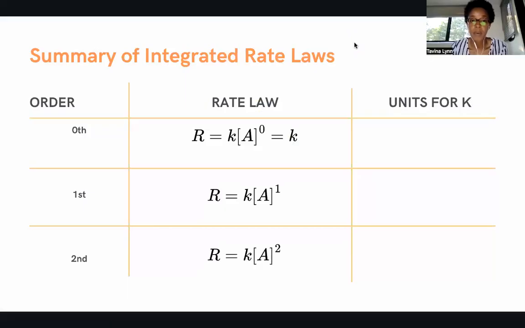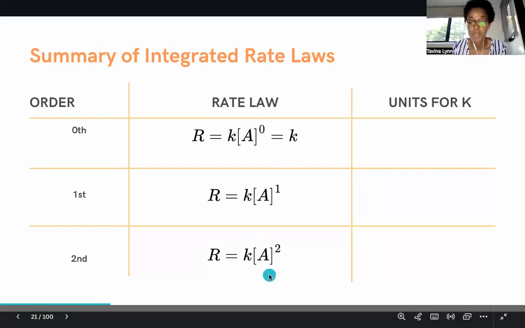All right, so to summarize our integrated rate laws, where we focus only on three, zero, first, and second order reactions, these are the rate laws for each of those. Now, the units for our rate constant K is different for each order of reaction. So let's derive what those units actually will be.